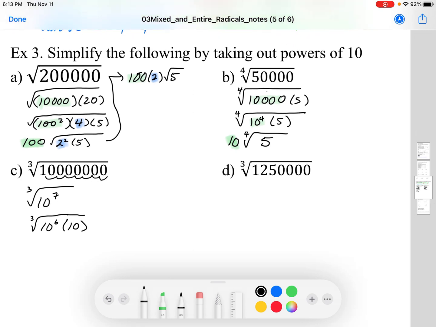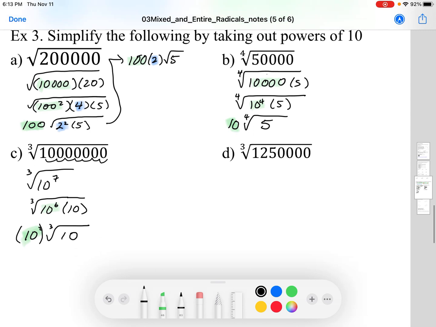If I cube root, again I want to keep track of that. If I cube root that 10 to the power 6, I end up with 10 squared, which is 100 on the outside, and that extra 10 has to stay inside. I'm going to put brackets around this so that we don't mix that up. We can also express that as 100 on the outside and then the cube root of 10 on the inside.